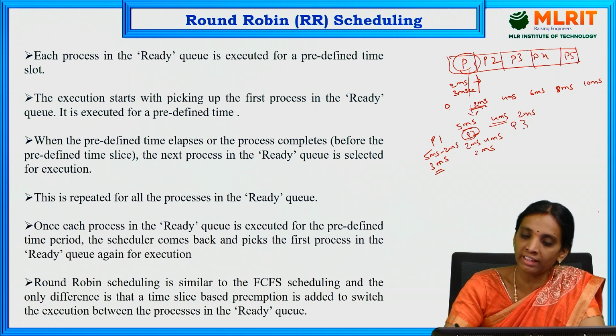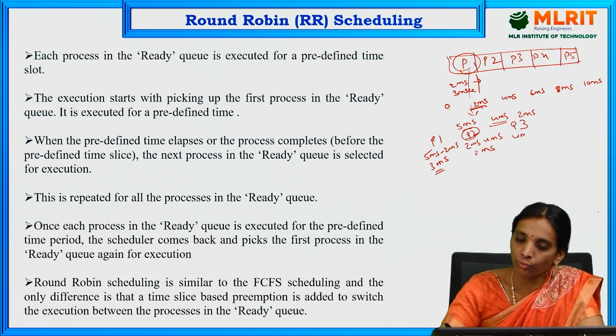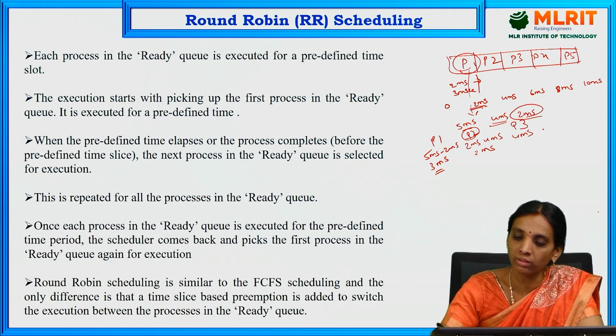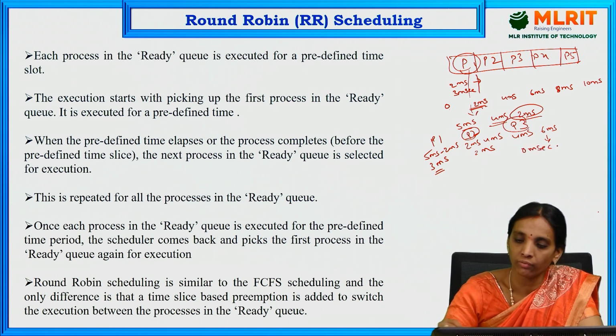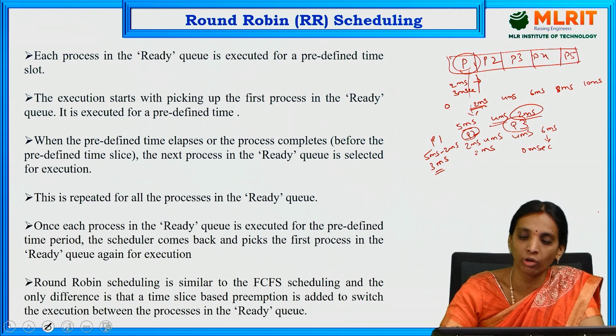Now P3 enters the process. P3 started at 4 milliseconds and has an execution time of 2 milliseconds. At 6 milliseconds P3 completed its execution. So the remaining time for P3 is 0 milliseconds. Therefore there is no need for preemption of P3.